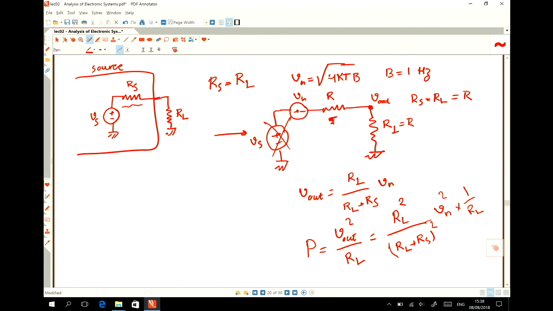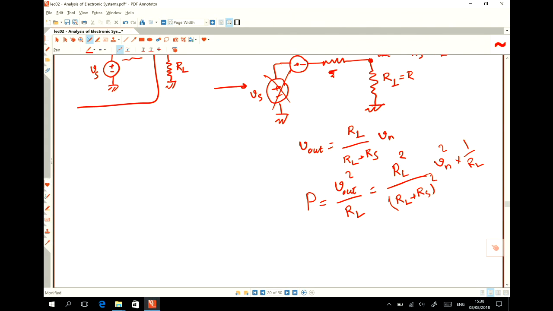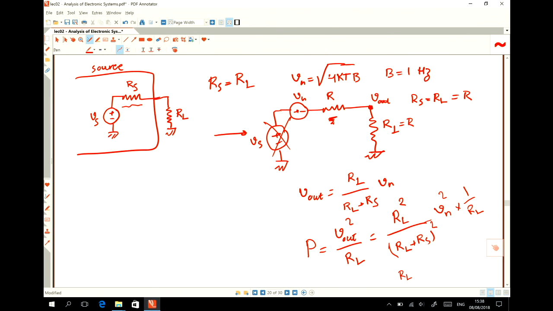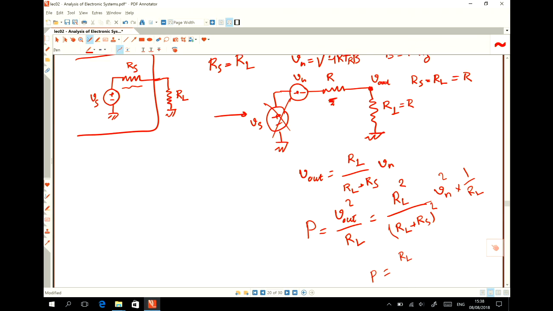And what was Vn? Vn was the square root of 4kT. All right? So the power that we have, if RL equals RS, power equals RL. I think I made a mistake here. It has R as well, because the noise coming from a resistor is dependent on the resistor value as well.